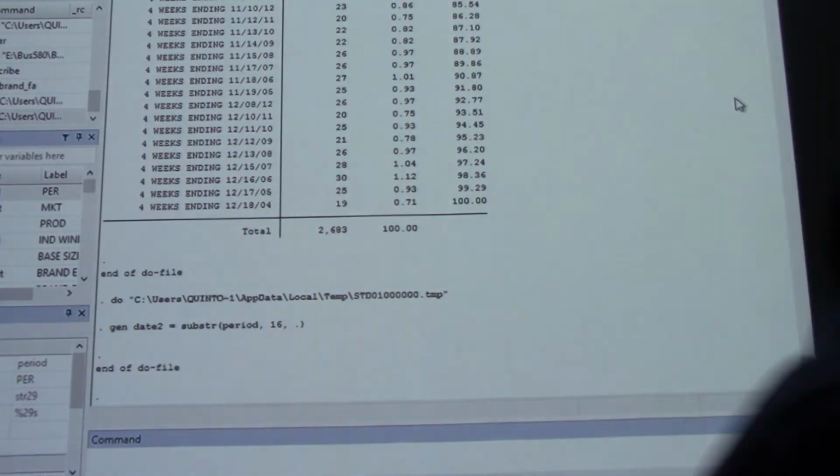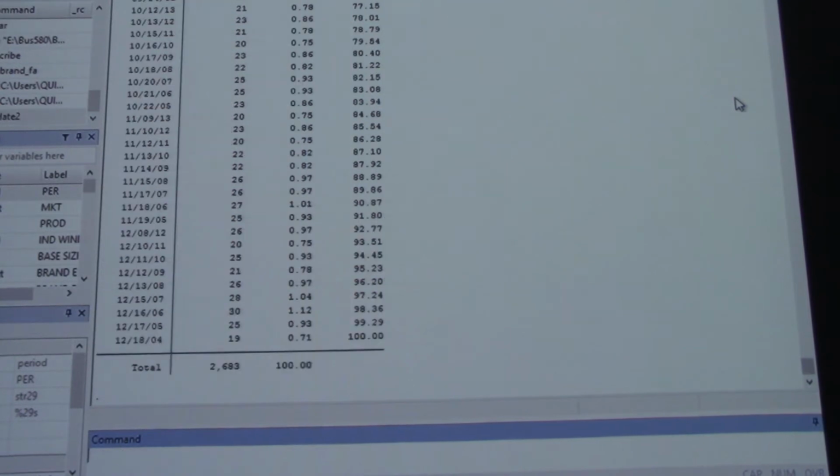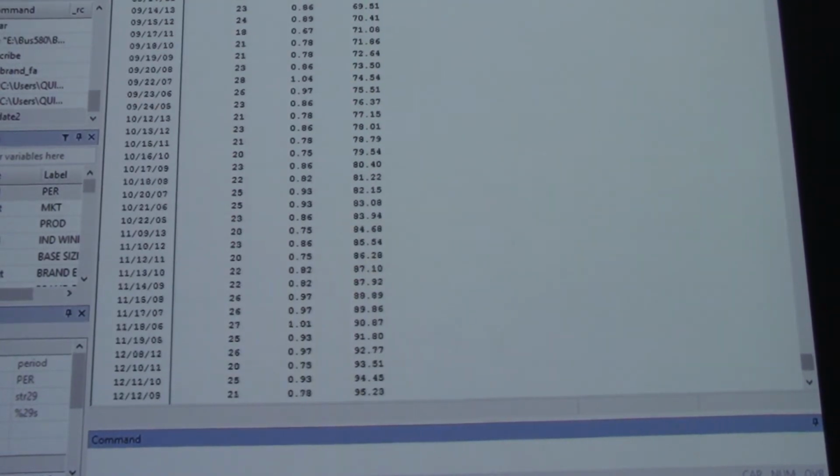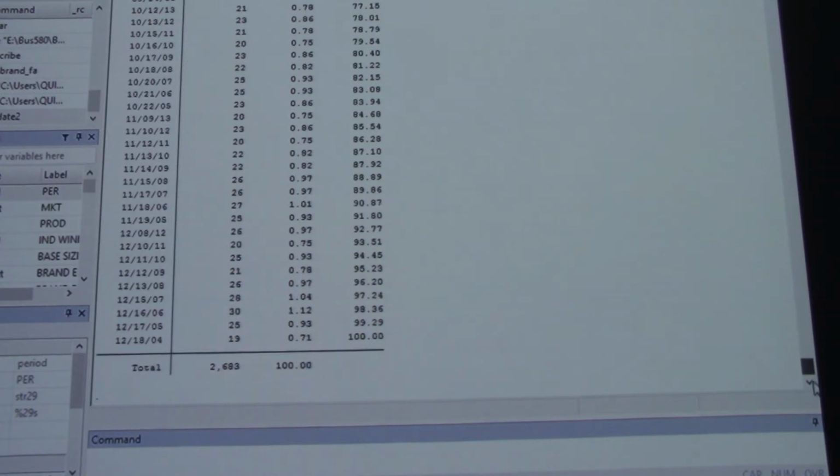So I just did that, and let's tab it. What did I call it? Date2. There we go. So go through and check it. Everything looks good. So now we're back to where we normally are with respect to our date variable.